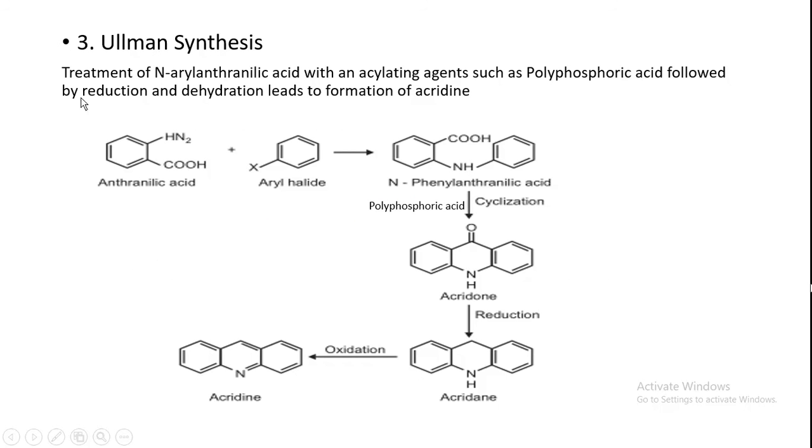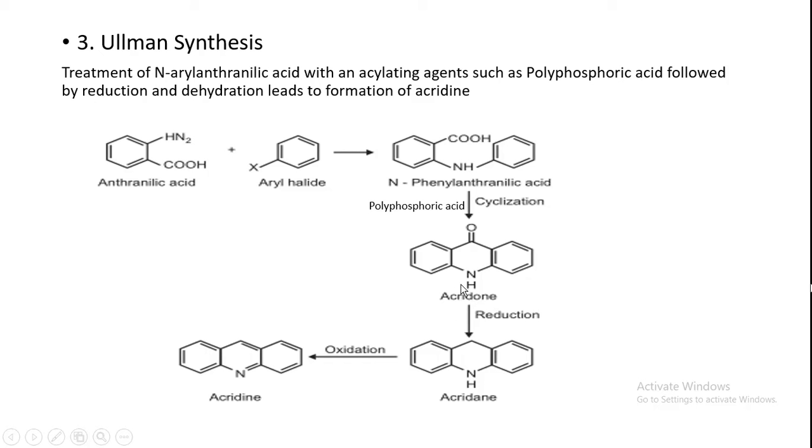Next, Ullmann synthesis. So here treatment of N-aryl anthranilic acid with an acylating agent such as polyphosphoric acid, followed by reduction and dehydration, leads to formation of acridine. So this is N-aryl anthranilic acid, or you can say N-phenyl anthranilic acid. You react that with an acylating agent such as polyphosphoric acid. So there will be cyclization first, then reduction will take place. So after cyclization it will form 9,10H acridone, or simply acridone.